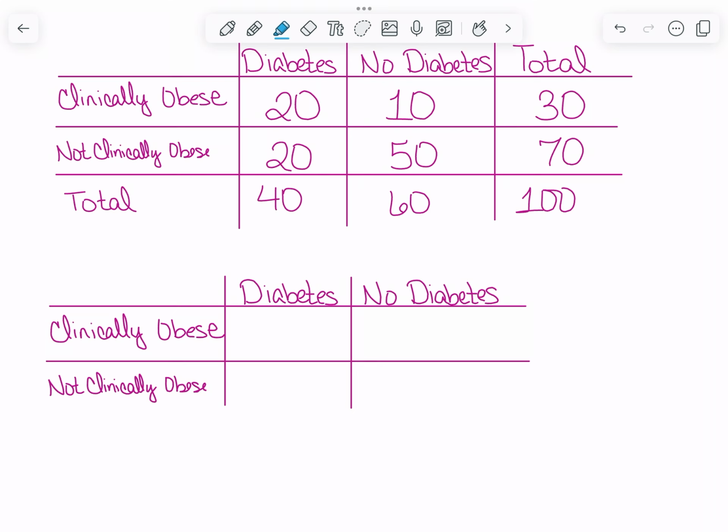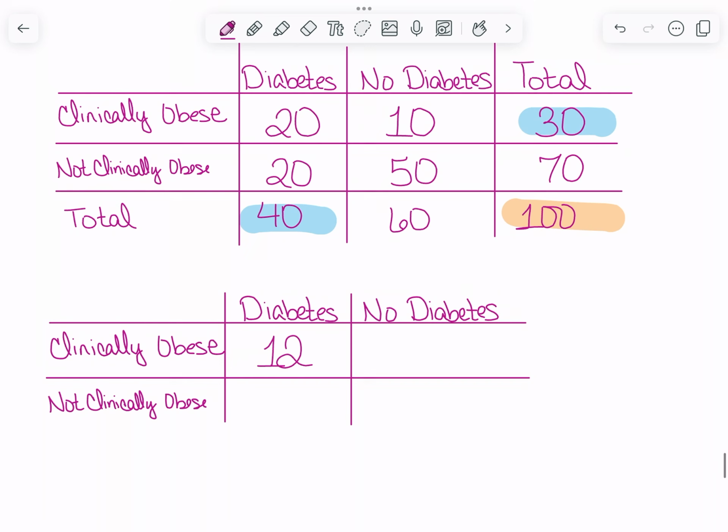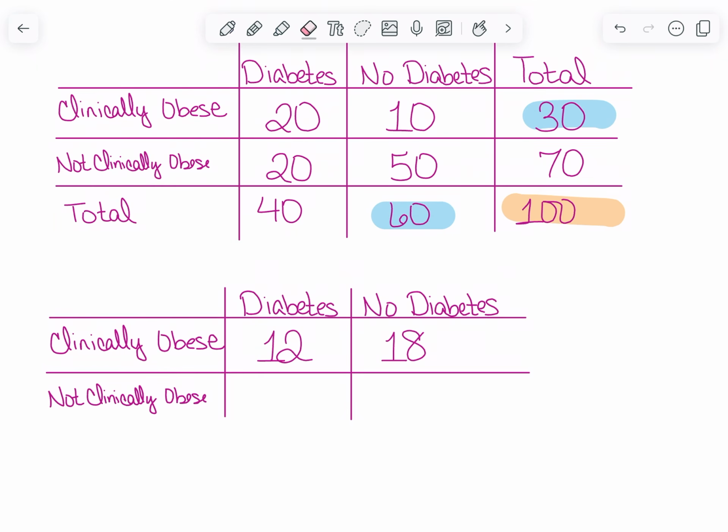For the first one, clinically obese and has diabetes, we need to multiply our row total by our column total. So 30 times 40. And then we divide by our overall total of 100. When we multiply 30 times 40, we get 1200. Dividing by 100 gives us a value of 12. Next up, clinically obese and no diabetes. The row is 30 and the column is 60. So we need to do 30 times 60 divided by 100. That's going to give us a value of 18.